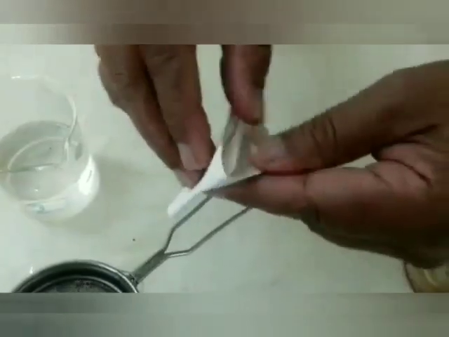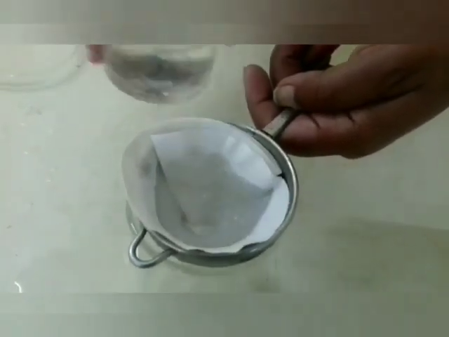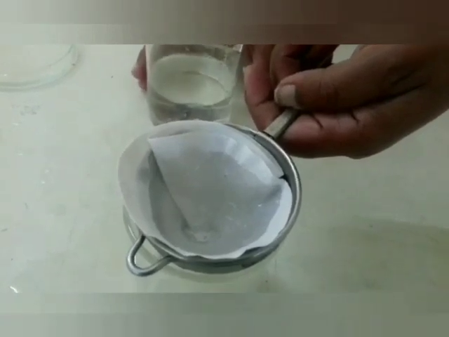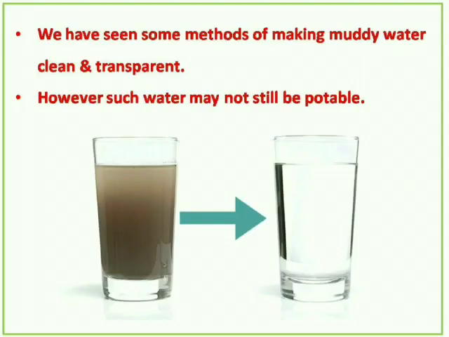Now take beaker number 2 and strain the water with the help of a tea strainer and 4-layer fine cotton cloth or filter paper. The water collects in the beaker below and looks transparent. If we strain muddy water, it helps to make it clean. This process is called filtration. We have seen some methods of making muddy water clean and transparent.